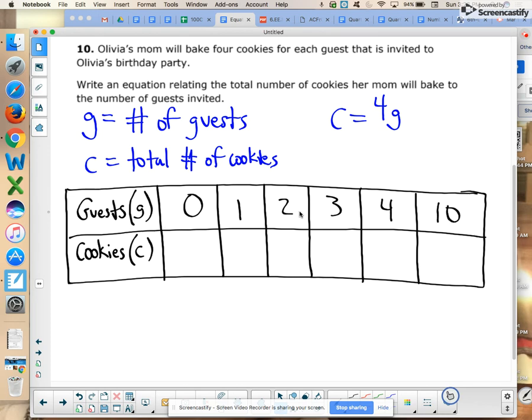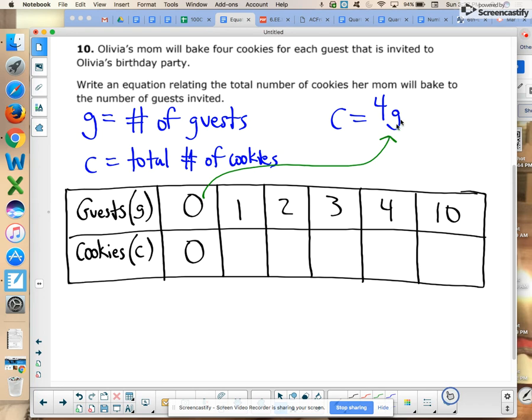So we picked the independent variable. That's why it's an independent variable. We got to choose which values we show for this. Now for the dependent variable, cookies, we have to plug in the independent variable for G. So for the first one, we're going to plug in a 0 instead of the G. So this particular problem will say C is equal to 4 times 0. And 4 times 0 is 0.